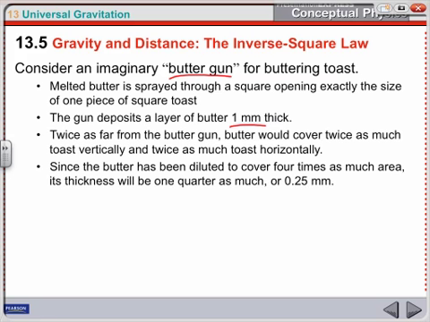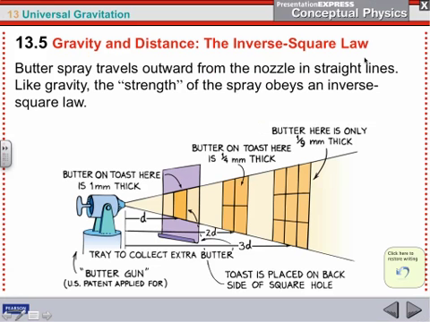And what would happen if we move the gun twice as far away? Well, if you did that, it's going to cover twice as much vertically and twice as much horizontally, and therefore we're only going to get 1/4 of what we got. Let's take a look at a picture. This makes a little more sense.